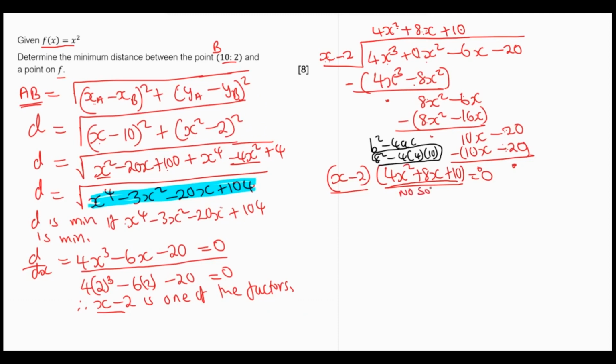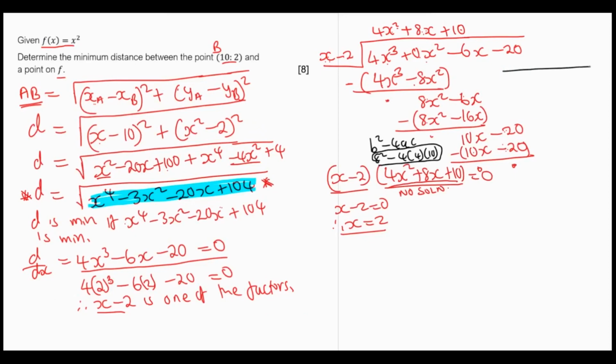No solution, right? And then we're left with x minus 2 is equal to 0. Therefore, x is equal to 2. So the distance is going to be minimum when x is equal to 2. So where there's x in the distance formula, we put 2. So where there's x here, we'll put what? We'll put 2. But before we do that, let me show you the other method of factorizing this cubic equation.